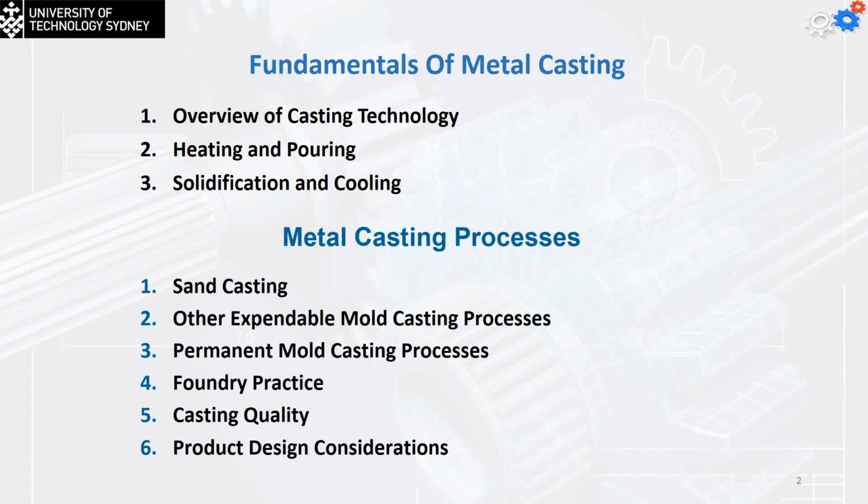And we're going to cover the metal casting processes, the basic one, the sand casting. We saw an example for that. Other expendable mold casting processes related to the sand casting. The permanent mold casting processes like the die casting, where the mold is going to be used multiple times. You saw in the example, he said that this can be used for 100,000 pieces. And we are going to talk about some foundry practice, the casting quality, and some product design considerations.